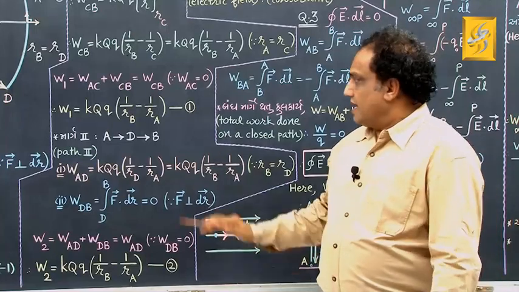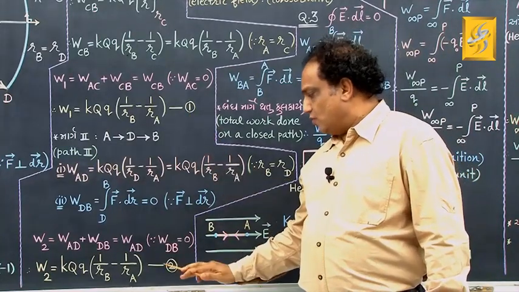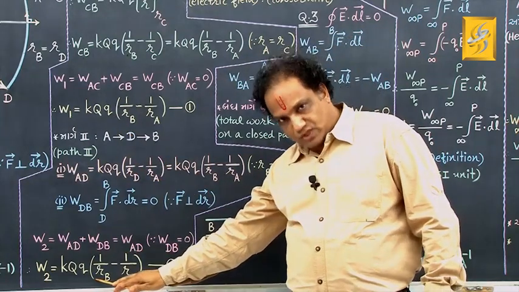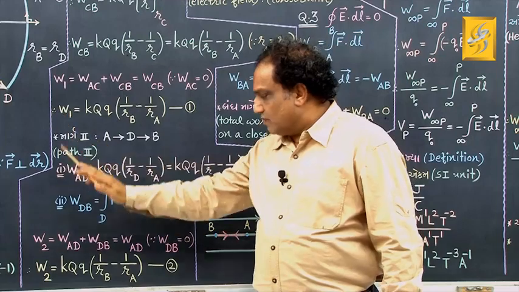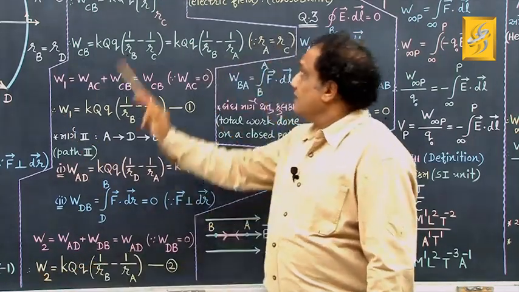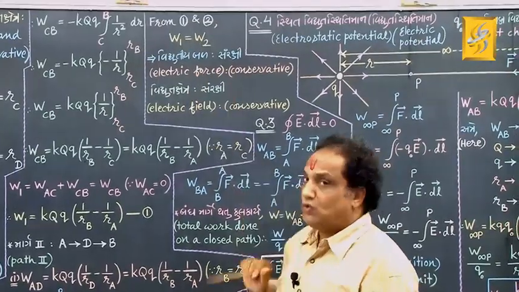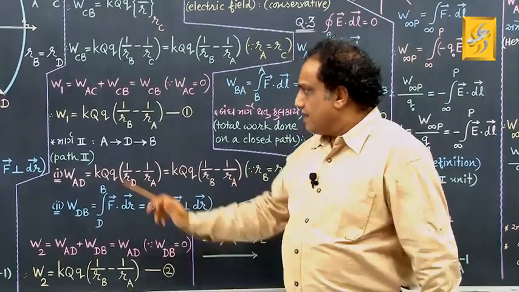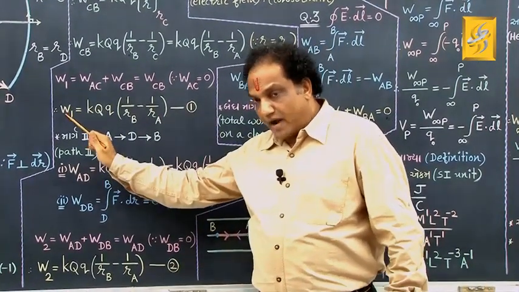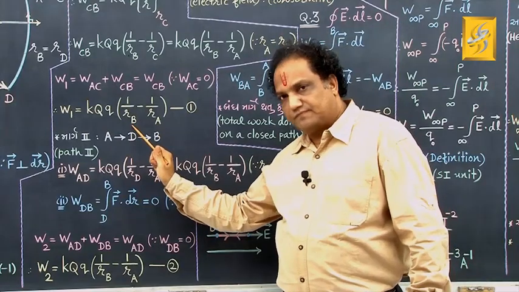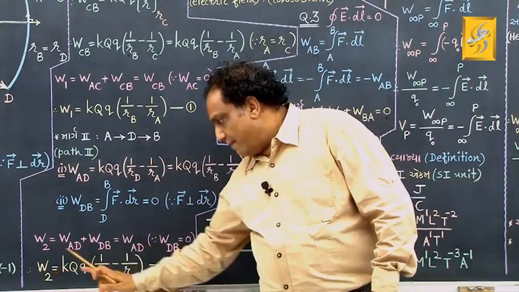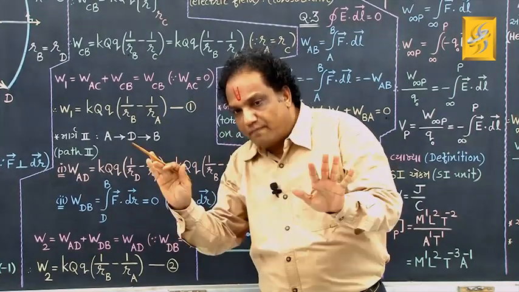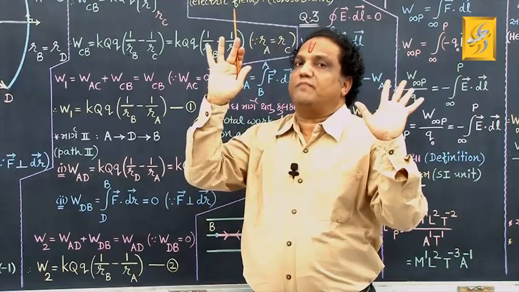My dears, now compare equations 1 and 2. You can see the right hand sides are the same, and so the left hand sides also must be the same. That is, W1 is equal to W2. In both of these formulas, you can see the amount of work done depends on the initial and final position, but it does not depend on the path joining them.